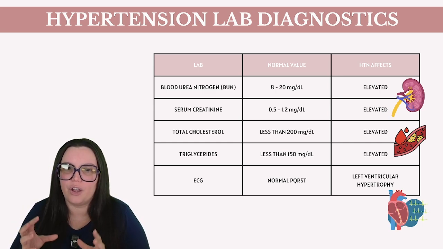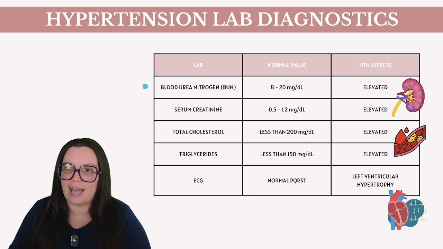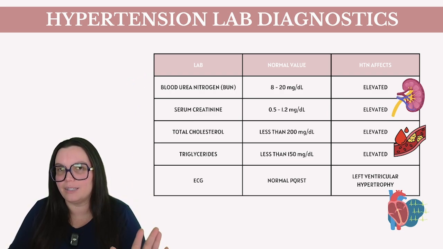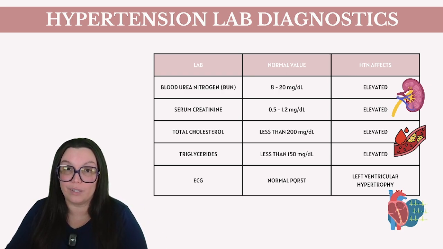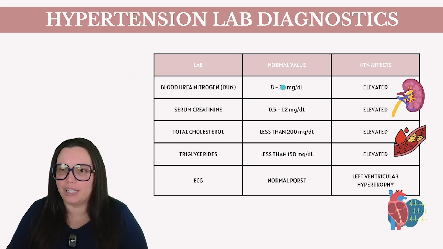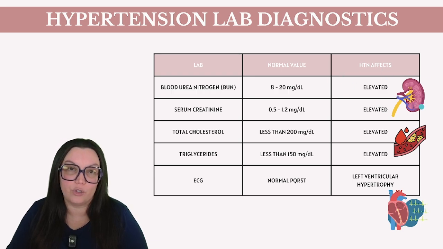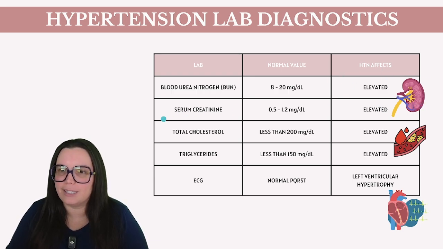So starting with our blood urea nitrogen, a typically normal value, this is going to be very dependent on your institution as well as your nursing school of what they find normal, but typically based on literature, it's between 8 and 20. So when we're thinking of hypertension, we're going to start to see elevated BUN numbers because it is going to affect our kidneys. Same thing with serum creatinine.